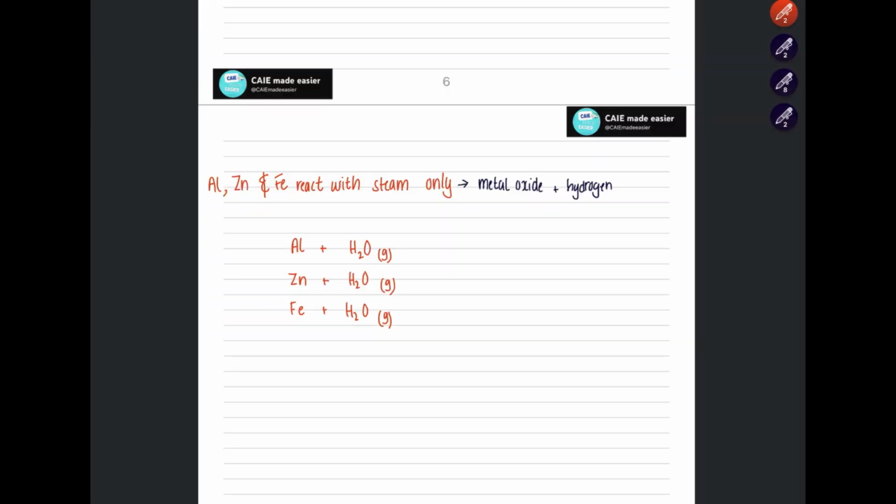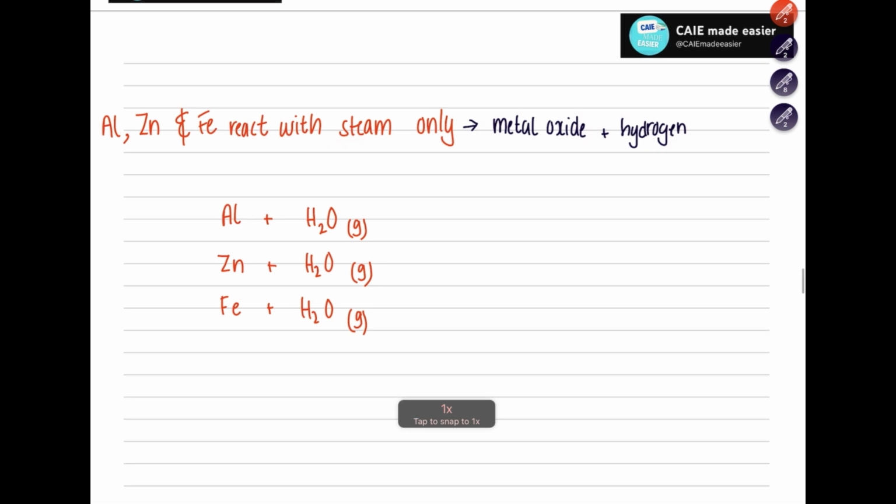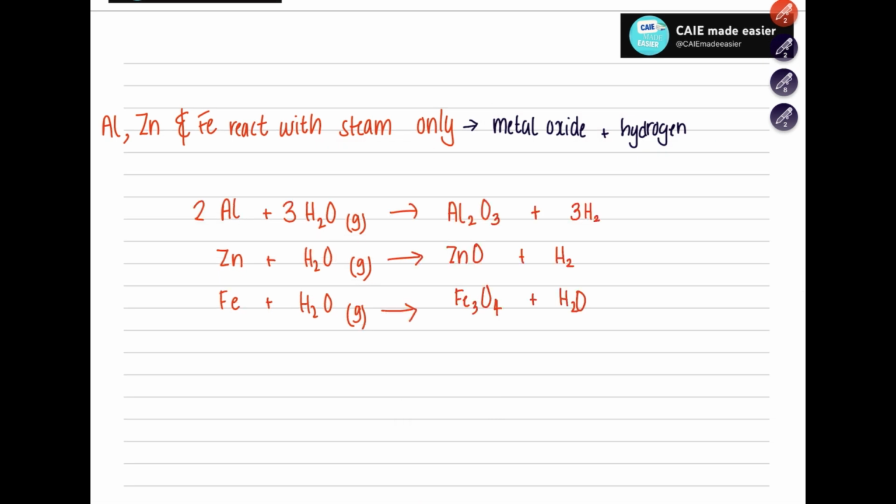Now, what about aluminum, zinc, and iron? They react only with steam, and they give us a metal oxide plus hydrogen. Can you try to balance these? So this is what we get. Iron oxide is also written as FeO.Fe2O3. How do we name it? We call it tri-iron tetraoxide, because we have 4 oxygen and 3 iron.